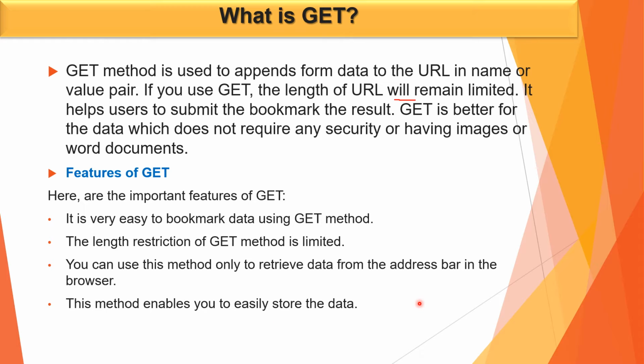So get is used to append the data to the URL in the name or value pairs. We can use the get as well as post methods, and the get method is easy to bookmark. The length of this get method and the restriction towards the URL is given, and the get will be used having the length restrictions. This will be used to retrieve the data from the address bar in the browser.